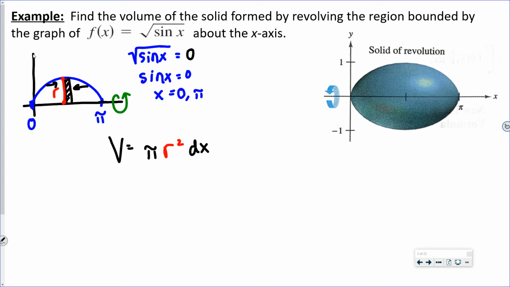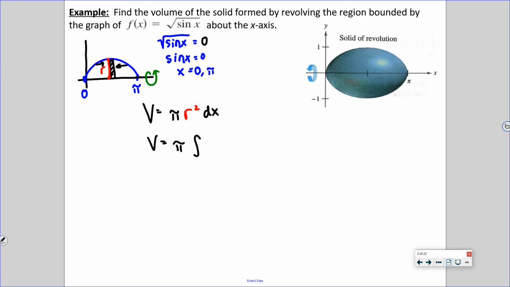Okay. So to find the volume of the entire solid, I'm just going to add up an infinite number of discs between 0 and pi. So how you do that is using integrals. Since pi is a constant, you'll typically see it written outside of the integral, because that makes your algebra easier when you have to find the antiderivatives. My bounds of my region here would be 0 to pi.